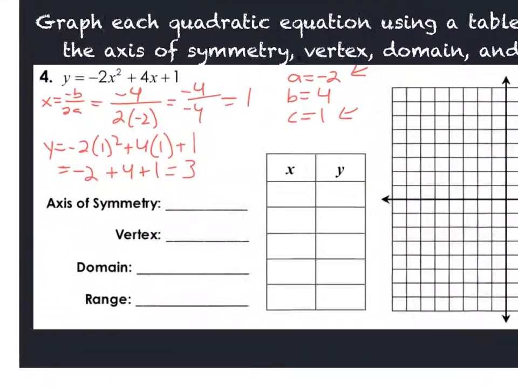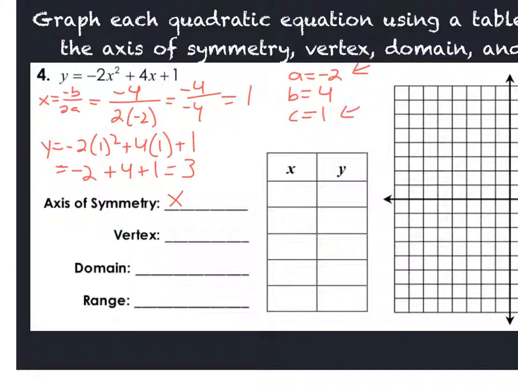So let's fill out some of this information. I'm sorry, we know our axis of symmetry is going to be x equals 1. We know our vertex is going to be 1, comma 3. Our domain is always all reals. Our range, I'll talk about that in just a moment.